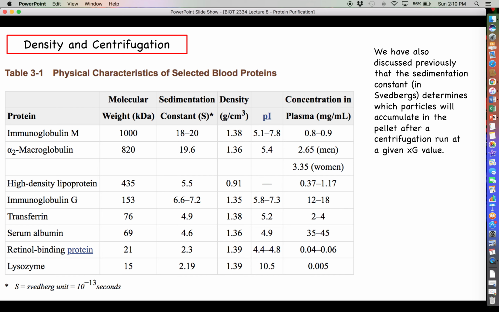So if you actually look at the S value for these different proteins, you'll notice that they tend to go down a little bit as the proteins get smaller, with the S value getting harder to predict the smaller the proteins get. So the immunoglobulin, which is a very big protein, has an S value of somewhere between 18 to 20 Svedbergs, whereas lysozyme has one as low as 2.19. But as I said, this is a little bit hard to predict, and it's not a perfectly linear correlation with the molecular weight.